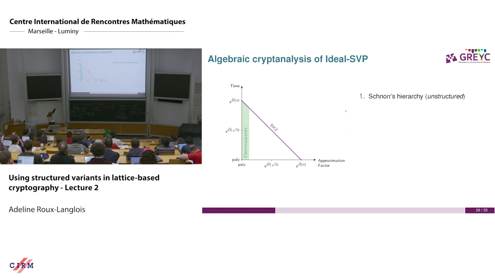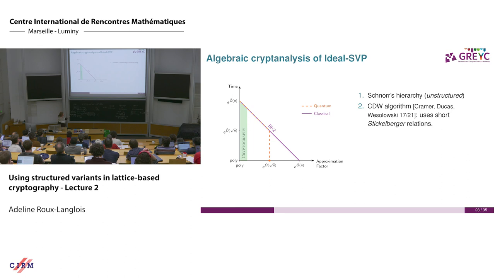And BKZ, which is, let's say, the best that we can do, will solve in exponential time polynomial approximation factor, and in polynomial time exponential approximation factor, okay? So you have to be careful because we are going from polynomial to exponential, so it looks linear, but it's not really linear, right? It's just a picture to understand what happens. So that's the unstructured case.